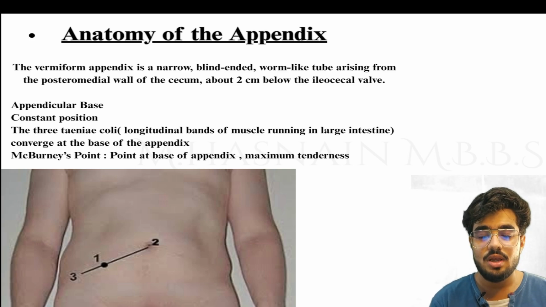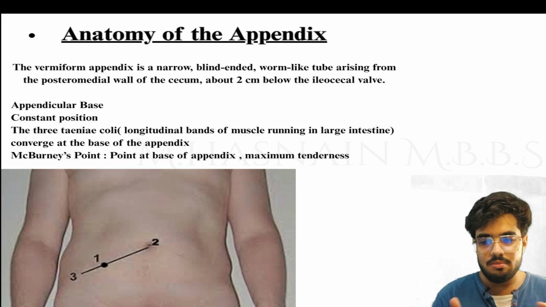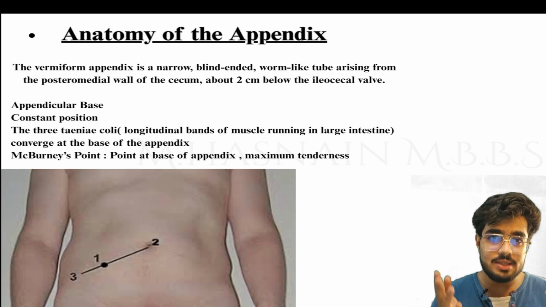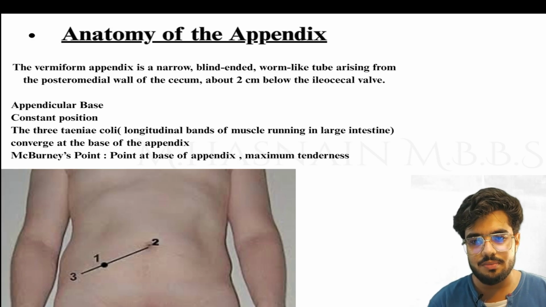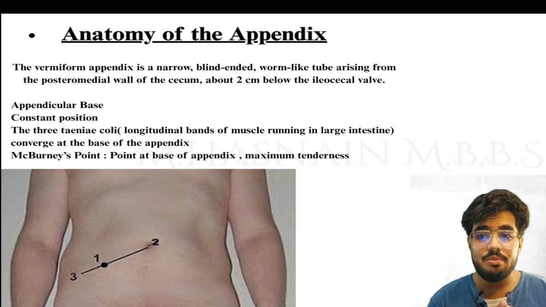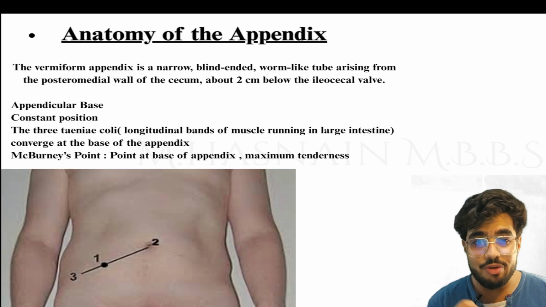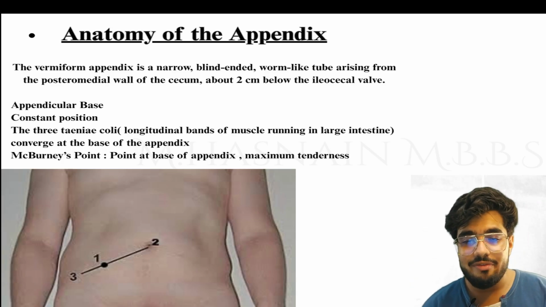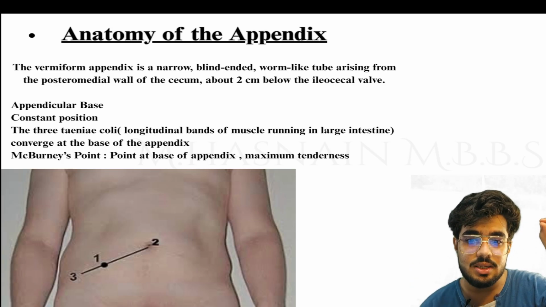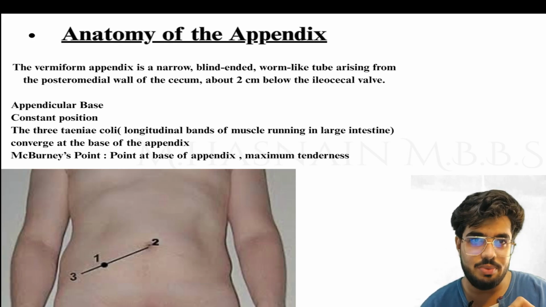Now the question arises: हमें abdomen खोलना नहीं है, हम base of the appendix externally कैसे locate कर सकते हैं? At that time we have to remember McBurney's point. McBurney's point is the point where you're going to locate the base of the appendix. And now how are we going to locate McBurney's point? We have to draw a line from the umbilicus to the right side anterior superior iliac spine.